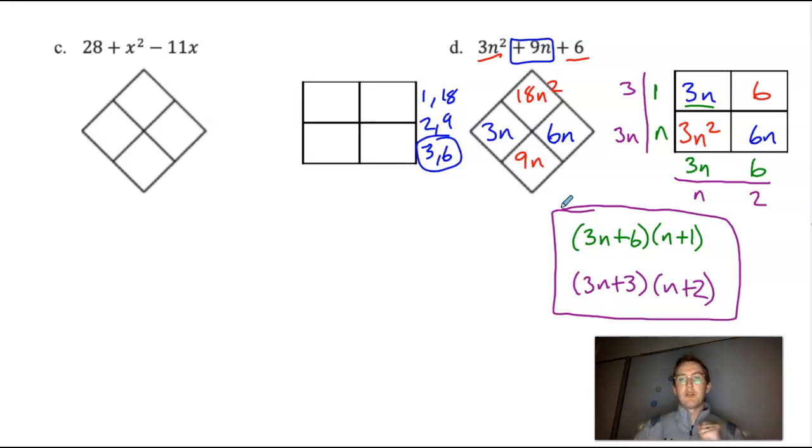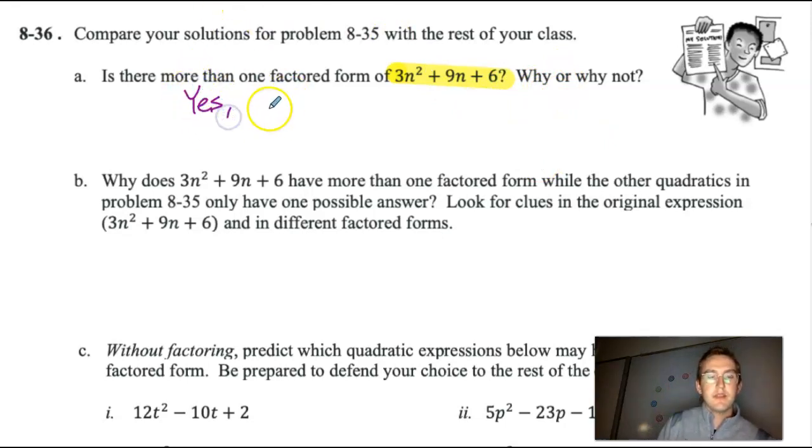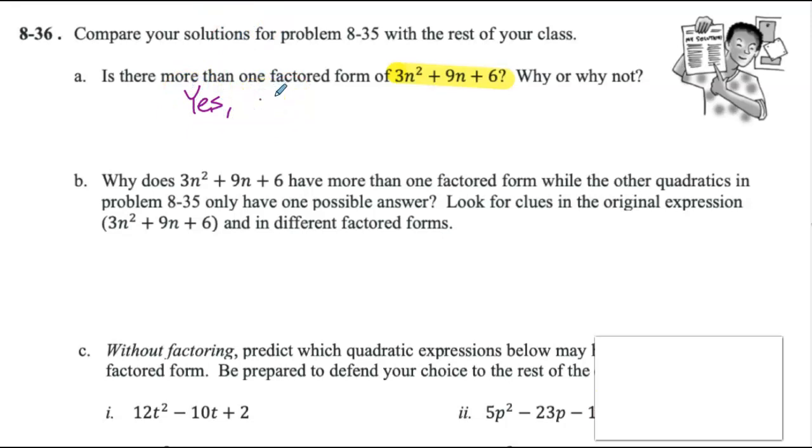Factoring completely, we only want one solution. We don't want two because two is kind of confusing. So let's just get that down to one solution. Again, like we just talked about, this is the problem we just went through. Is there more than one factored form of 3n squared plus 9n plus 6? As we saw, absolutely yes. So again, we had those two factored forms.